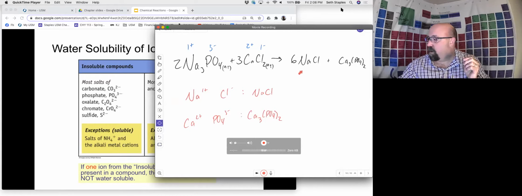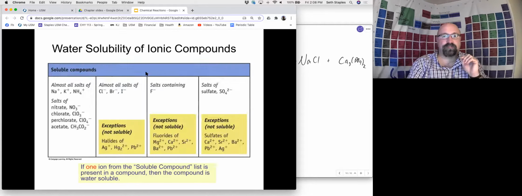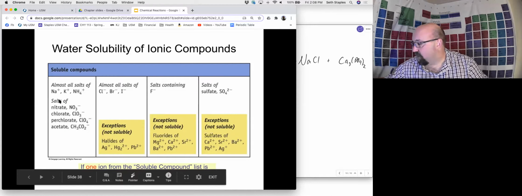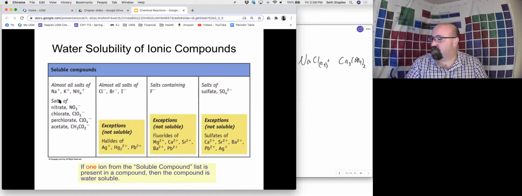We need to figure out our states for our NaCl and our Ca3PO4. So let's look at our solubility chart. Again, nearly all salts that have Na and pretty much all salts that have a Cl- are going to be soluble. Na is not one of those exceptions, and so NaCl is soluble. NaCl is going to be aqueous.